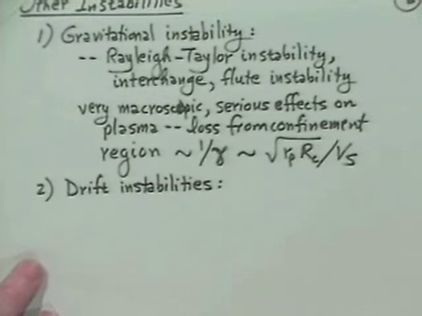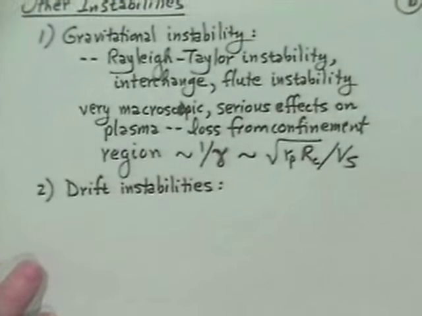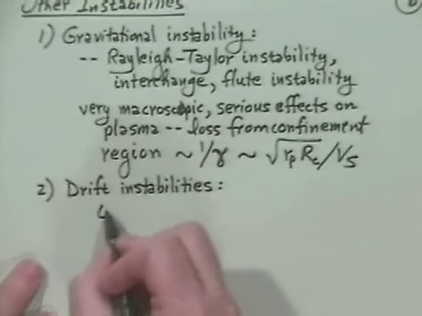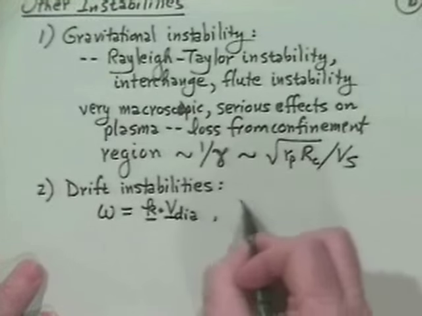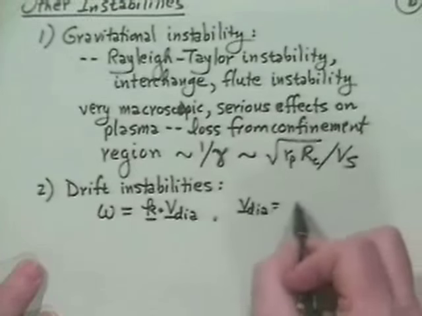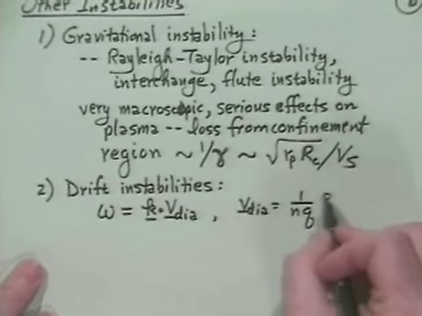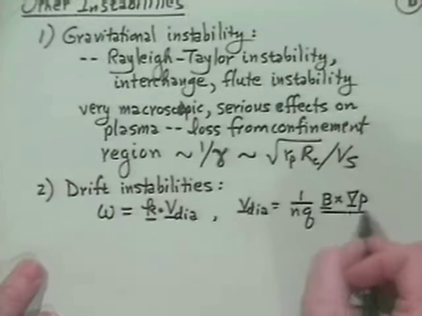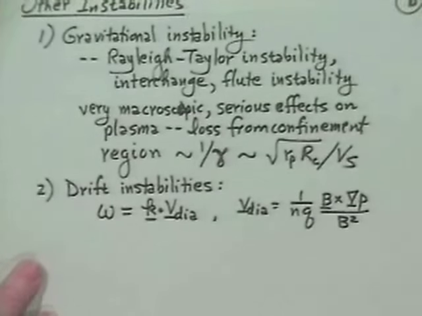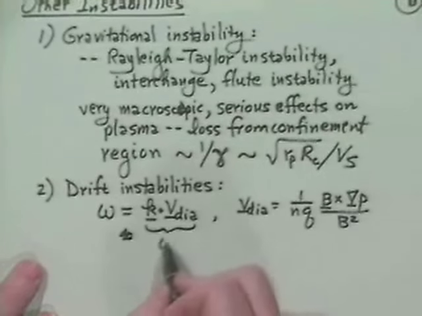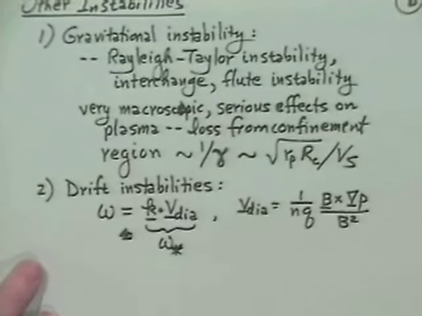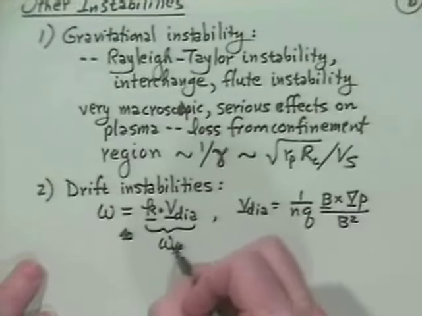Here, what happens is that the real part of the frequency of the mode is given by the Doppler shift of the diamagnetic flow. So what you find is that omega is equal to k dot v diamagnetic, where v diamagnetic is, of course, 1 over n q b cross gradient of pressure divided by b squared, just the so-called diamagnetic flow velocity. And people often define this quantity, k dot v dia, as something which is called omega star. Star, I'm not quite sure why, asterisk, that is.